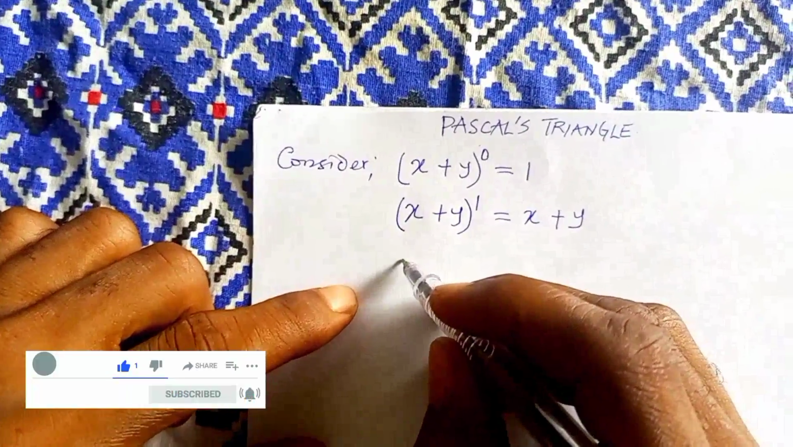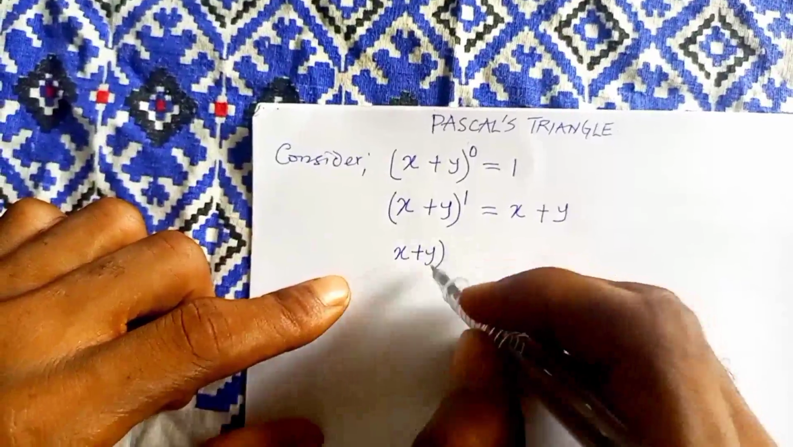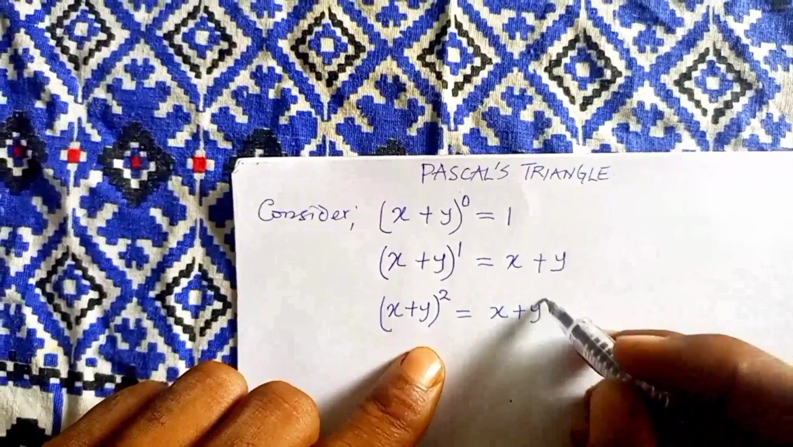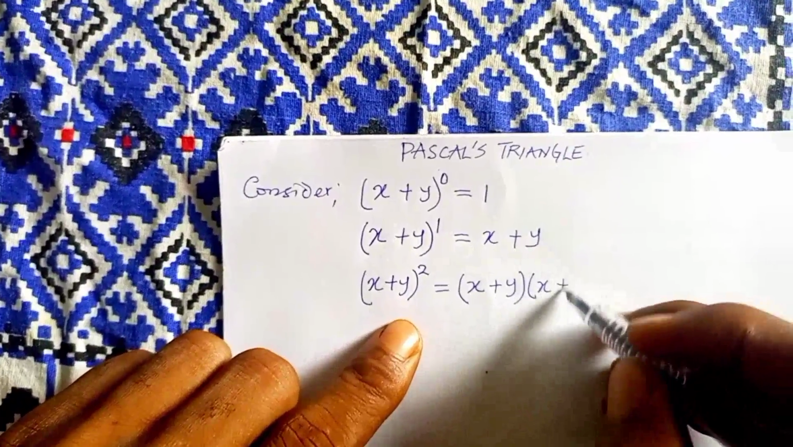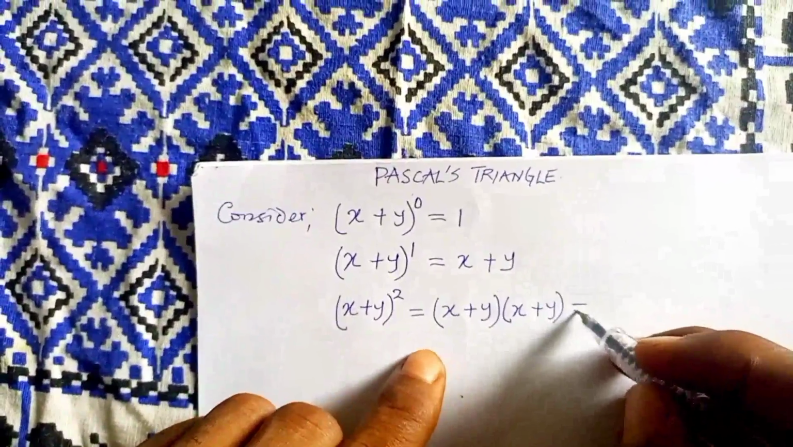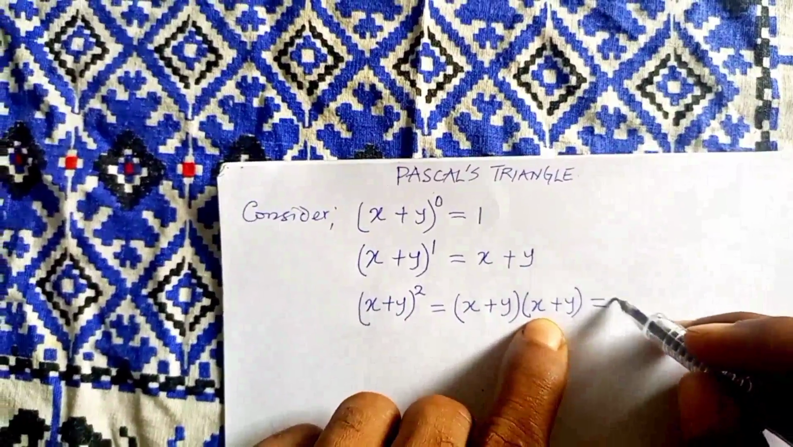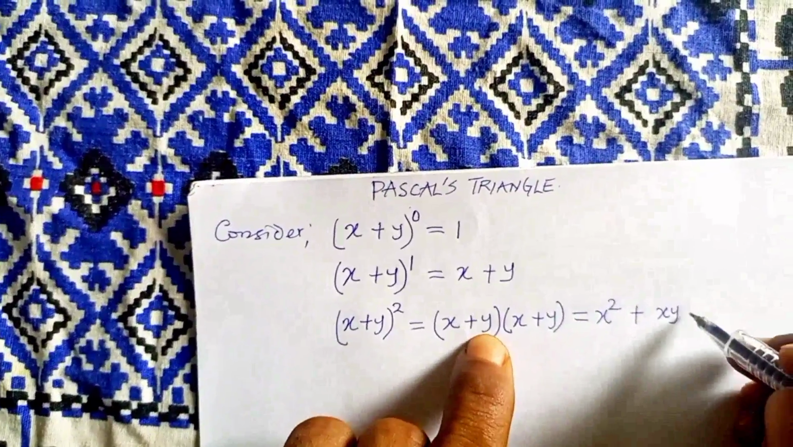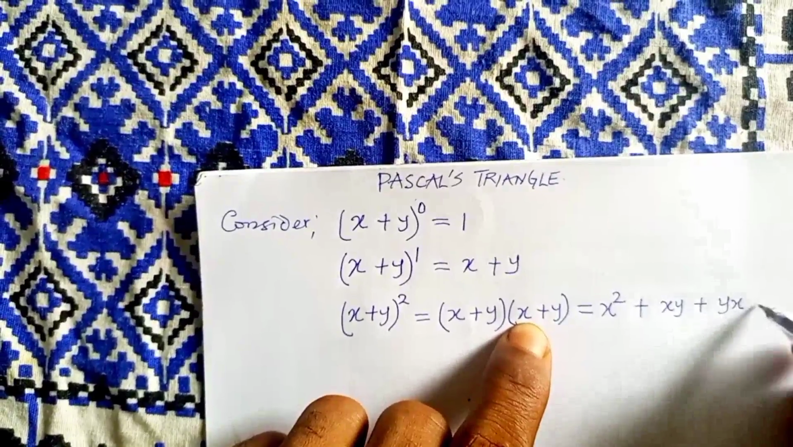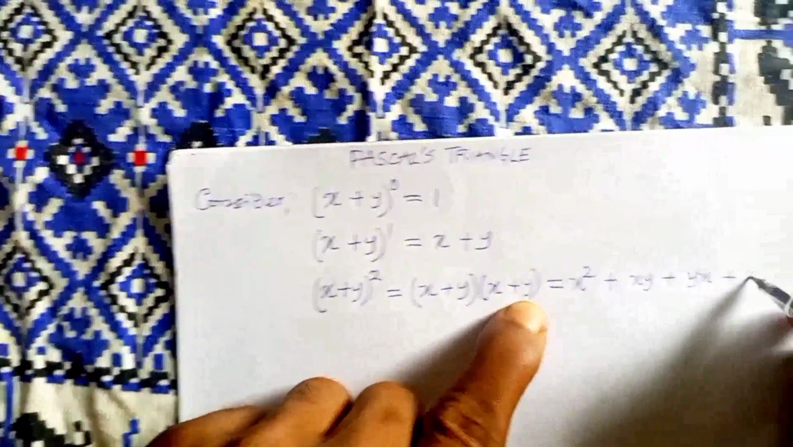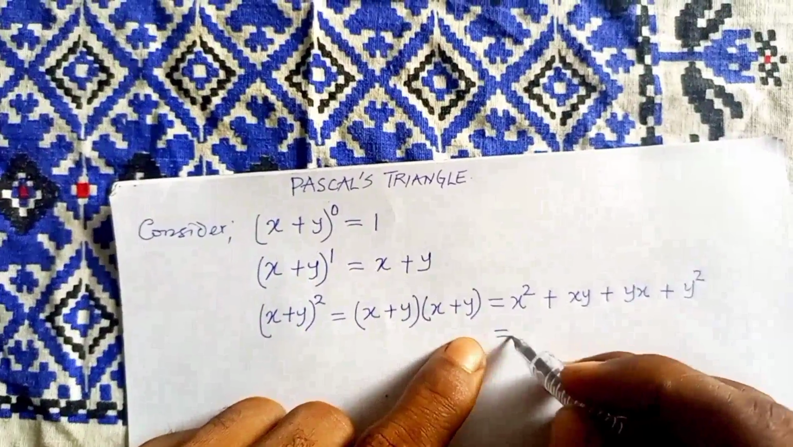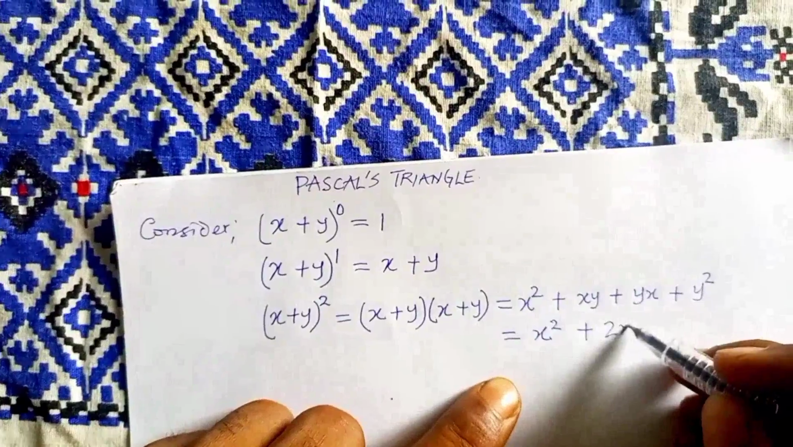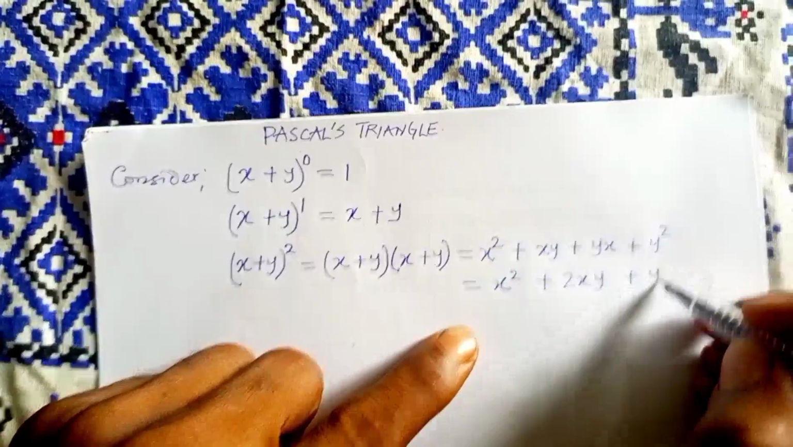Now for the second power, let's assume we have x plus y raised to power 2. That is to say, we have it twice. So x plus y multiplying x plus y. When we carry out this expansion, this gives us x squared. This gives us xy. This gives us yx. This gives us y squared. So that means we have x squared plus this combined to give us 2xy plus y squared.